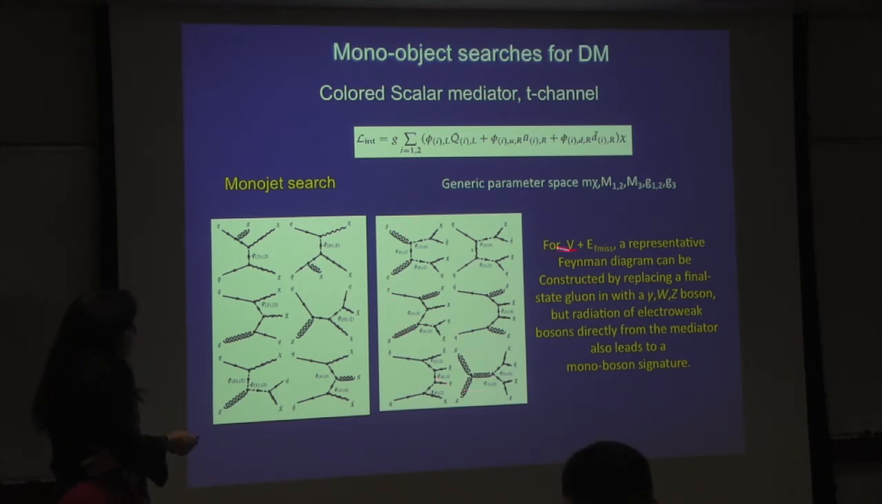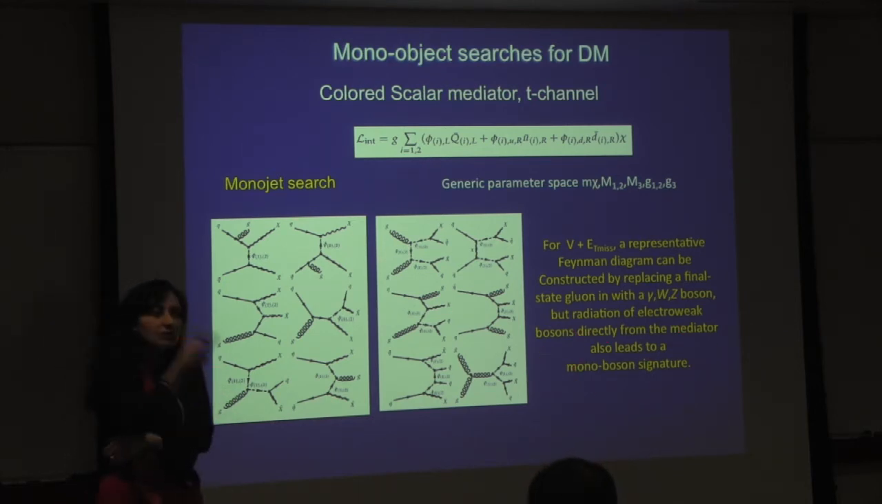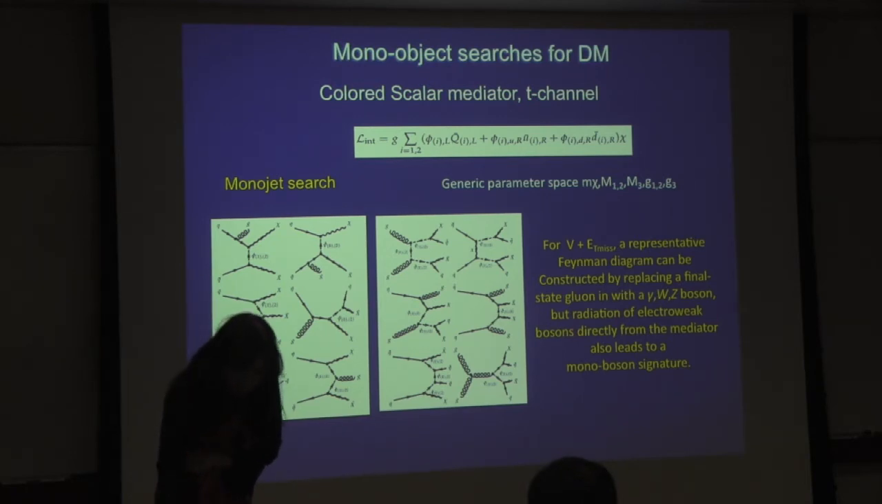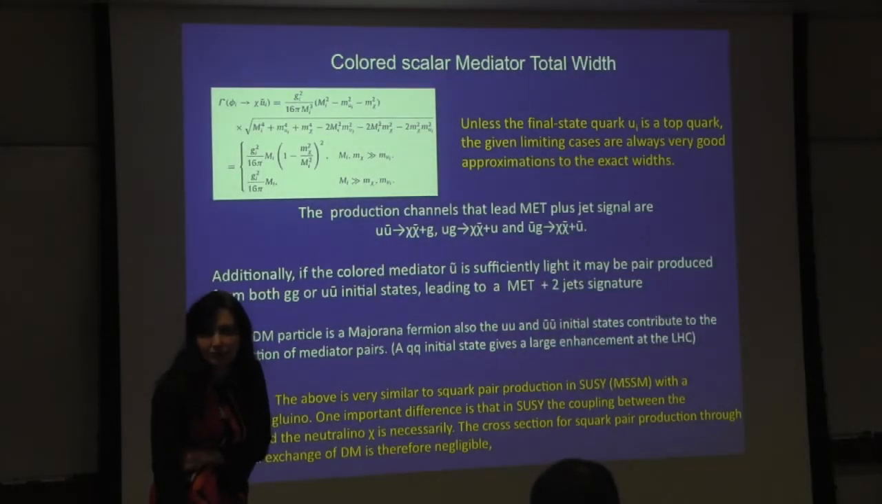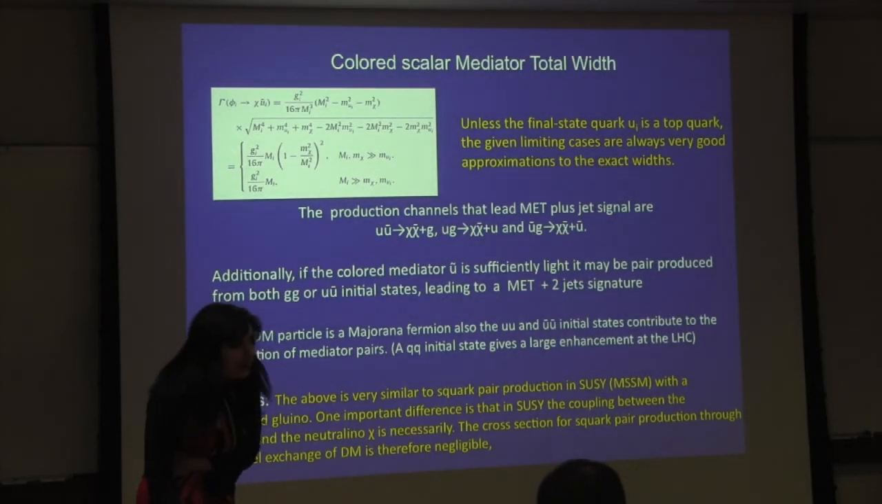So you look for sheds plus missing energy, and these are models where you are very similar to the squark. And of course you can radiate here a W, a Z, or a photon, and this will give you the same mono photon, mono Z and mono W signatures. If we have a signature, then we will go back and try to find out.